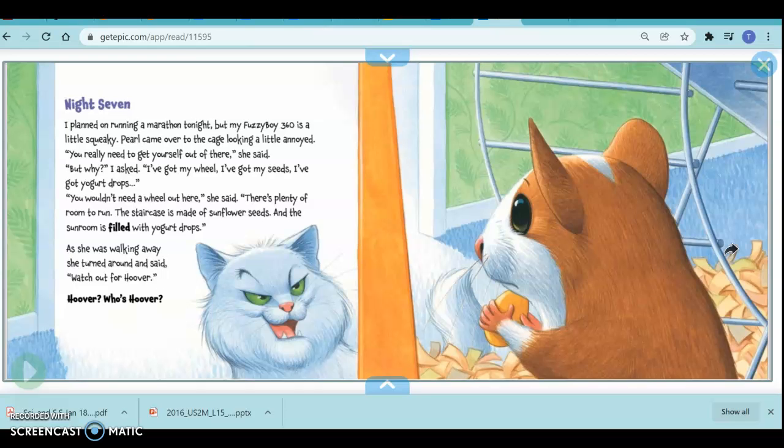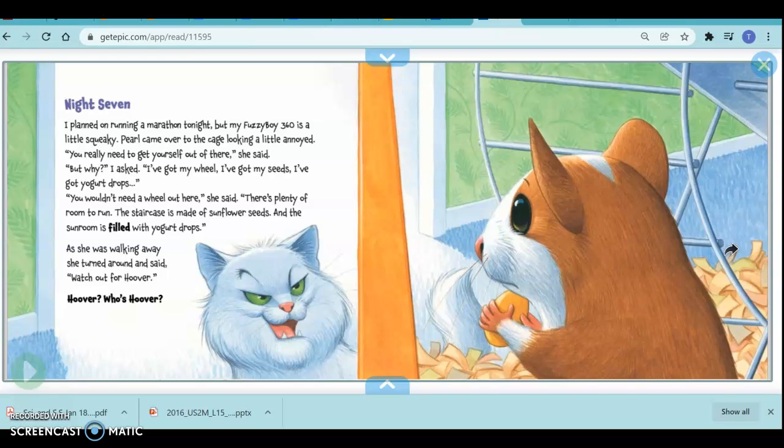Night 7. I planned on running a marathon tonight, but my Fuzzy Boy 360 is a little squeaky. Pearl came over to the cage looking a little annoyed. You really need to get yourself out of there, she said. But why? I asked. I've got my wheel, I've got my seeds, I've got yogurt drops. You wouldn't need a wheel out here, she said. There's plenty of room to run. The staircase is made of sunflower seeds, and the sunroom is filled with yogurt drops. As she was walking away, she turned around and said, Watch out for Hoover.